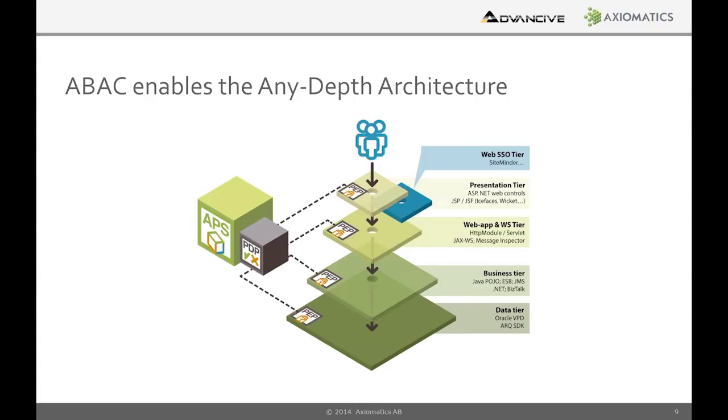And if you look at the picture here, from top to bottom, the top layer is the presentation tier, where you might want to use fine-grained authorization for user experience to render the relevant UIs, enable the right buttons, show the right menus.